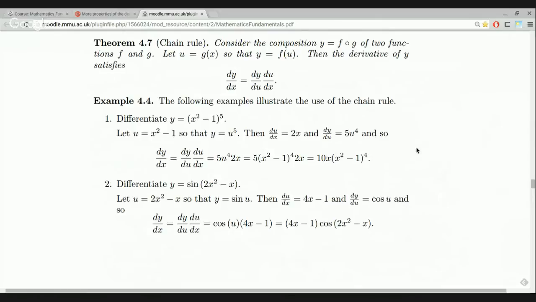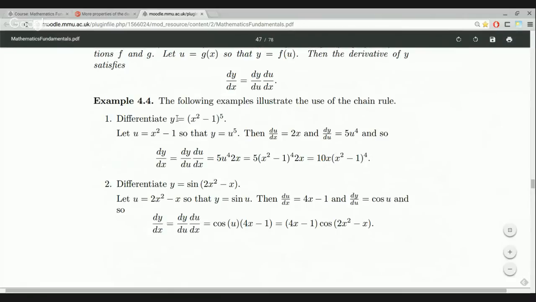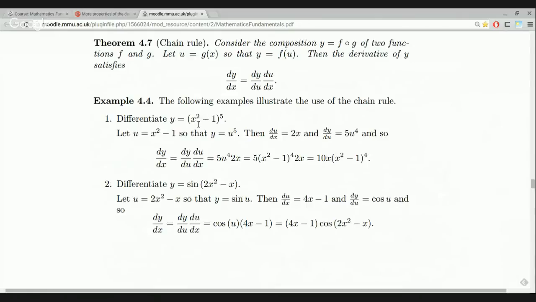But instead, we can save ourselves from doing that if we make use of the chain rule, okay? Because we see y made up of a composition of two functions. The inner function, which takes the argument x and calculates x squared minus 1, then the outer function, which raises that to the power of 5. So the outer function is raising to the power of 5. So we know what the derivative of that is going to be.